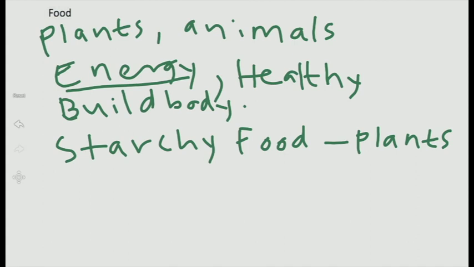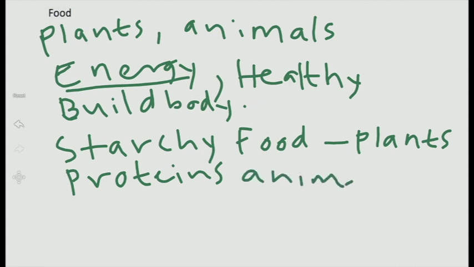But then for proteins, the body building, for proteins, we need animals and also some plants, which mainly are the legumes. The legumes. And now for the healthy part, now we need to prevent diseases.